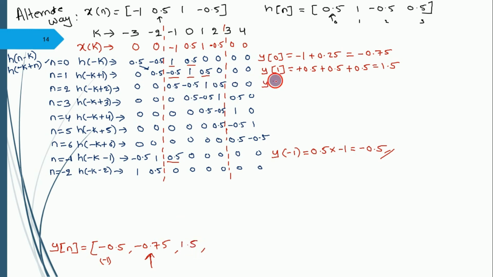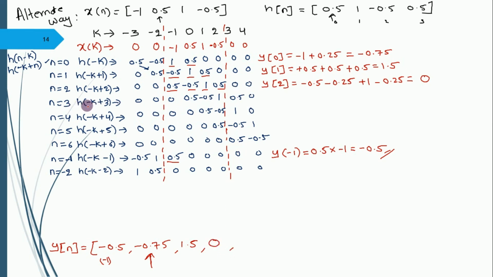Similarly, for n is equal to 2, I get this value non-zero, non-zero, non-zero. Everywhere it is non-zero. 0.5 into minus 1, minus 0.5. Minus 0.5 into plus 0.5, minus 0.25. 1 into 1, plus 1. 0.5 into minus 0.5, minus 0.25. Minus 0.5, minus 0.25, minus 0.25. Togetherly it will be minus 1. Minus 1 plus 1 will result in 0. Write it as 0.